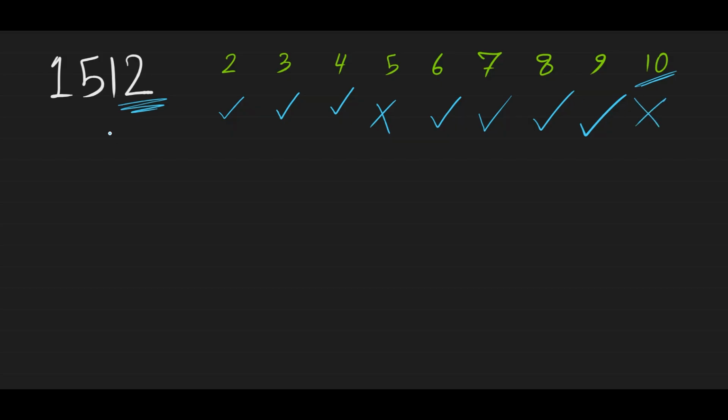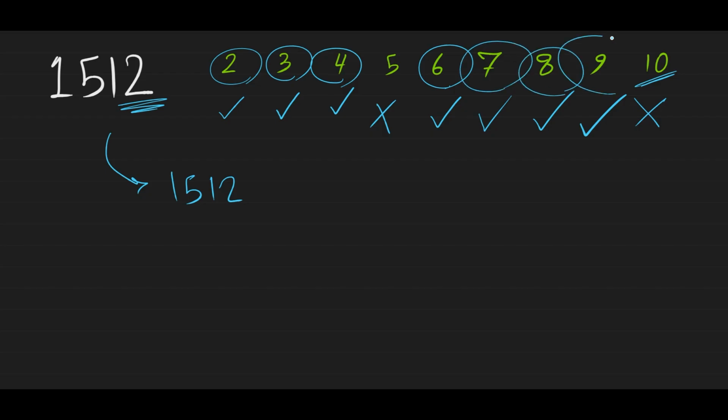And there we have it. 1512 is divisible by 2, 3, 4, 6, 7, 8, and 9. And you now know 9 patterns to tell if a big number is divisible by 2 all the way through 10. So these are just some of the divisibility rules. There are many more, but hopefully these ones will help you be quicker.